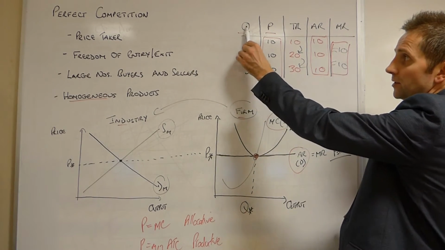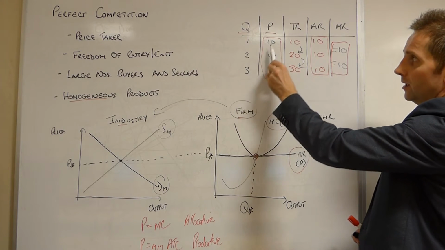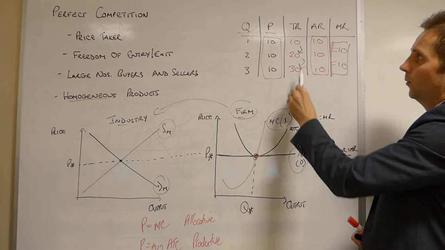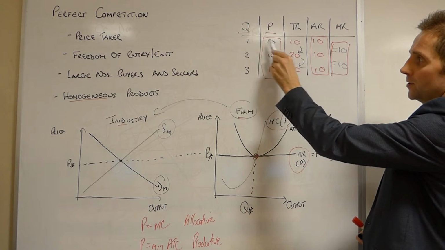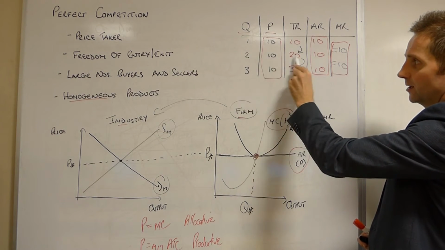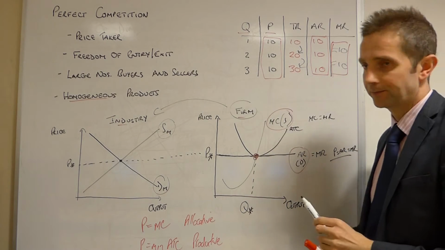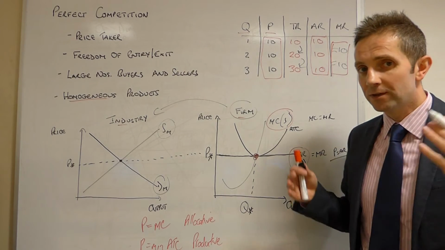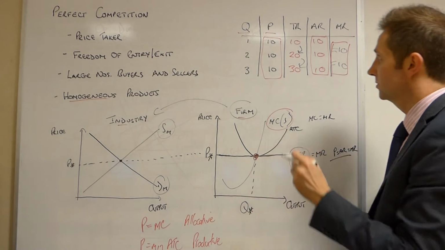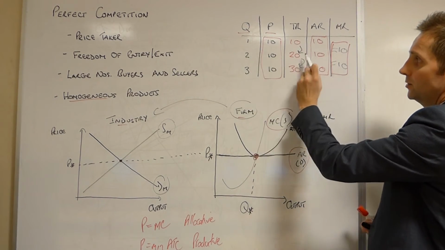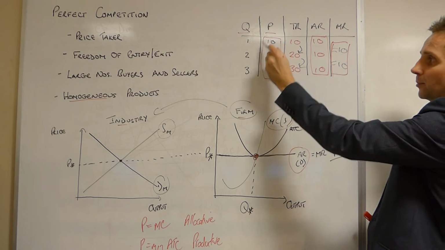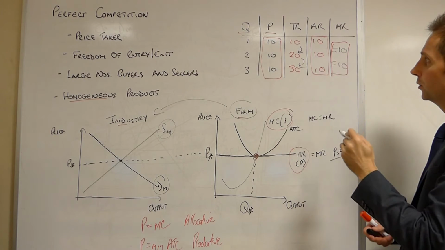So we've got units of output, 1, 2, 3. The price is the same all the time, so 10, 10 and 10. What would the total revenue be? Well, it would be 1 times 10, which is 10, 2 times 10, 20, 3 times 10, 30. What would the average revenue be? Well, you want the total revenue divided by the output, so that would be 10 over 1, 10, 20 over 2, 10, 30 over 3, 10. So here we can see that price equals average revenue.